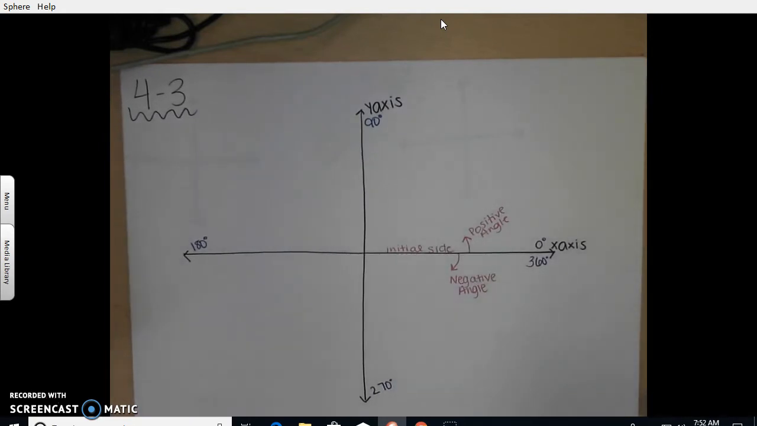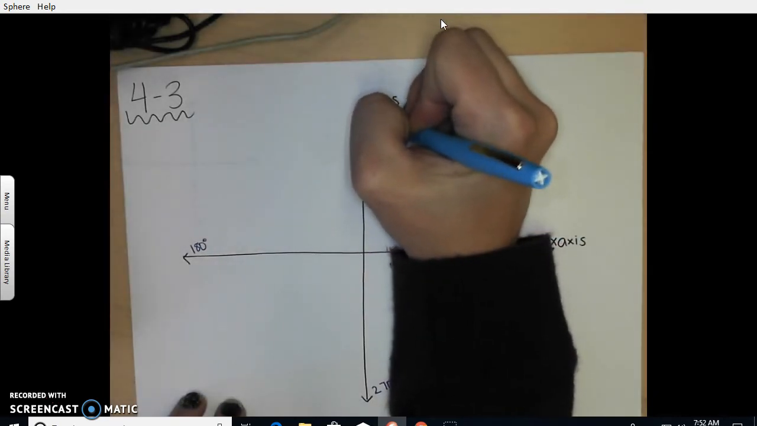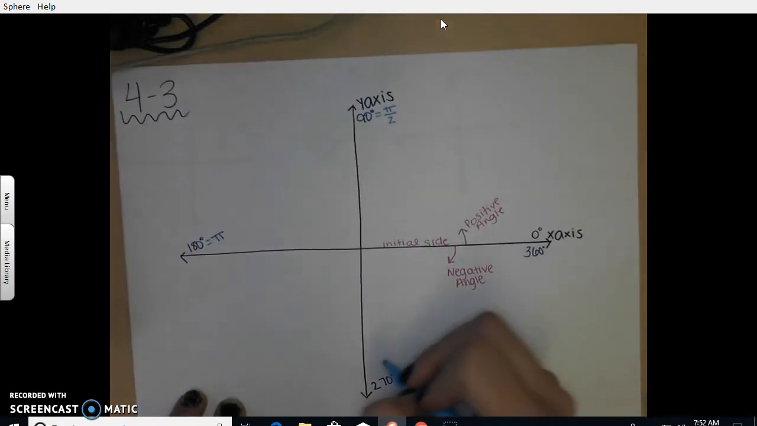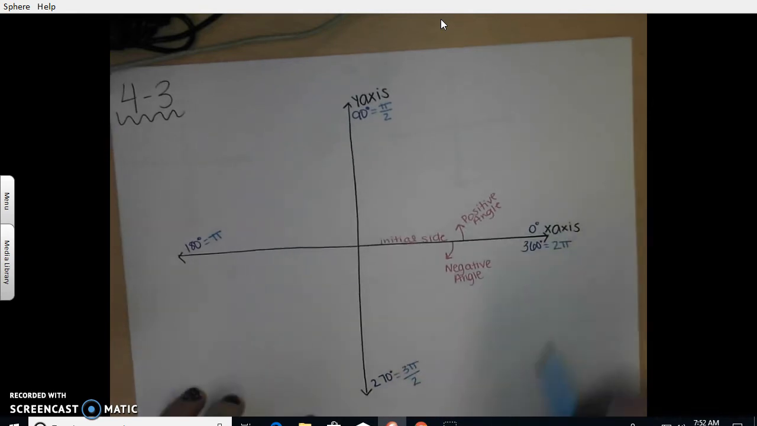We also need to know what these angle measurements are in radians. So 0 still is 0 degrees. 90 would be equal to pi over 2 radians. 180 is pi radians. 270 is 3 pi over 2. And 360 is 2 pi.